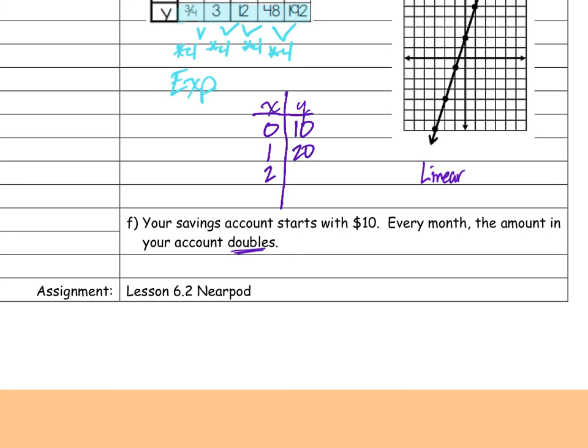The second month it doubles again. That means it's 40. The third month it doubles again. It means it's 80. Man, that would be a great savings account to have. I'm just going to tell you, if your money doubled every month. Okay, so that means I'm multiplying by 2. And since I'm multiplying by the same thing, that means that this is exponential.